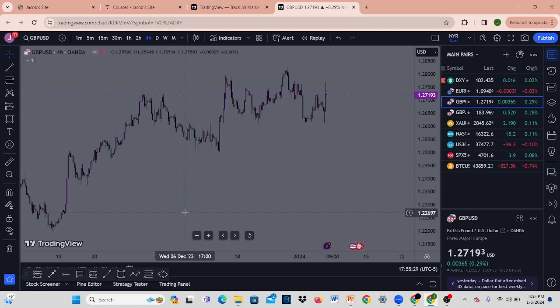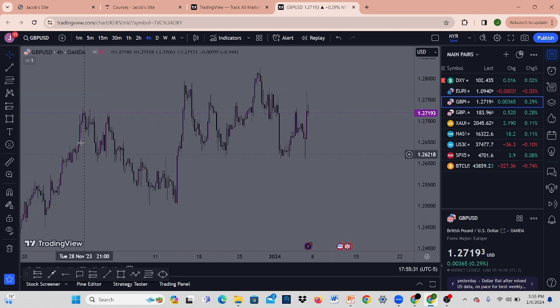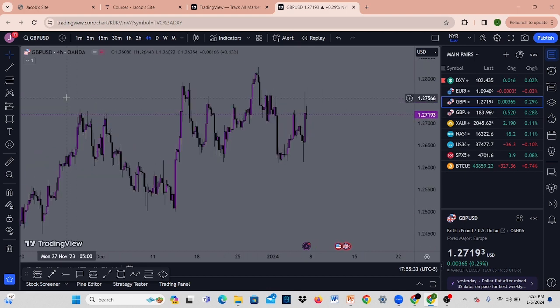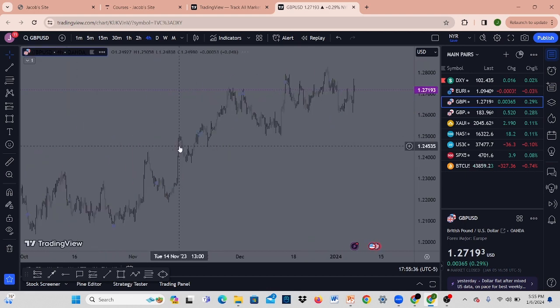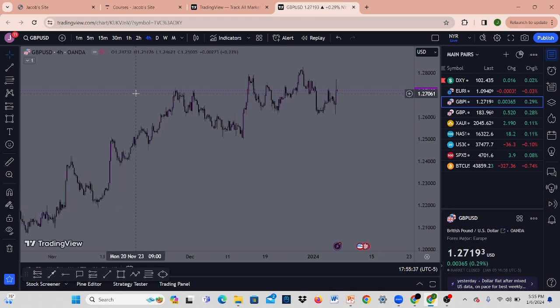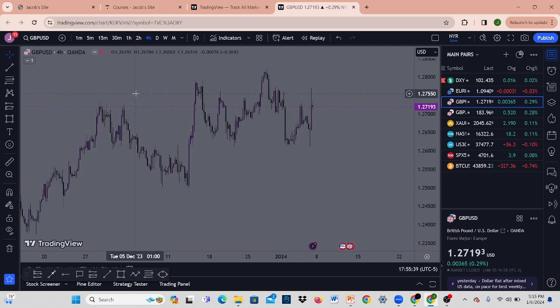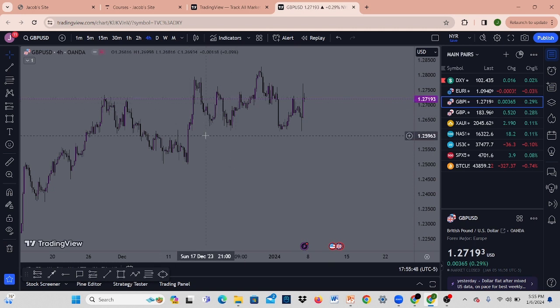So looking at GBPUSD. If you're a new trader, always remember that the market moves in three different ways. There's either an uptrend, a downtrend, or a sideways movement. And looking at this, what do you think this is? This is a sideways movement.